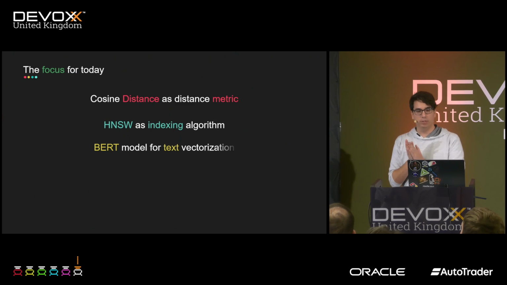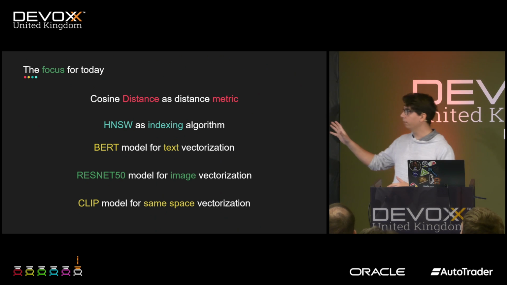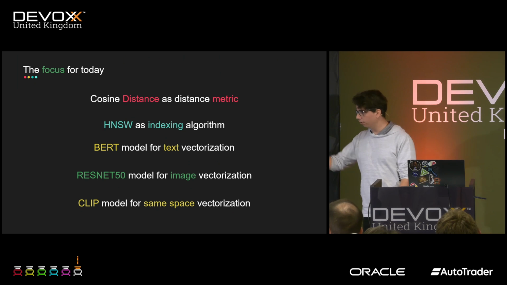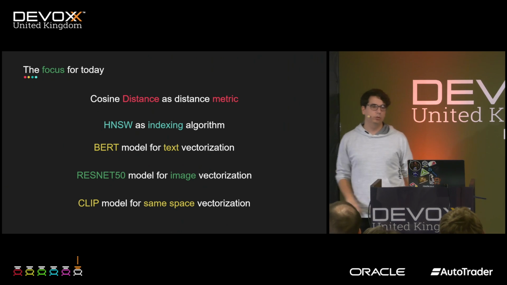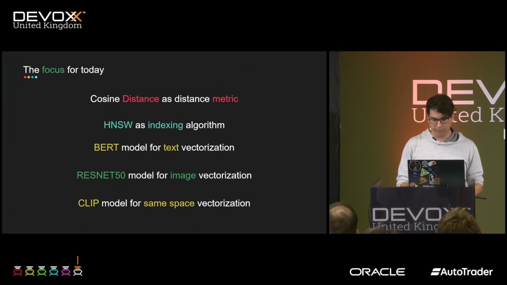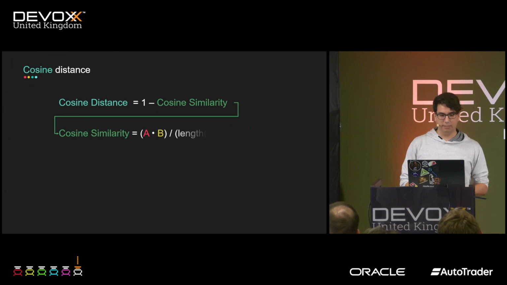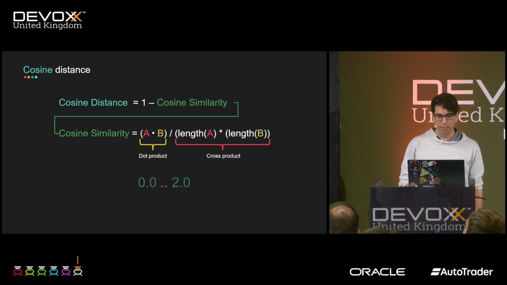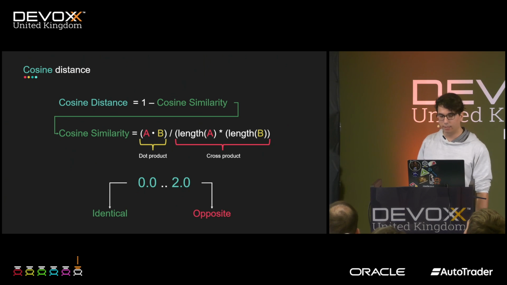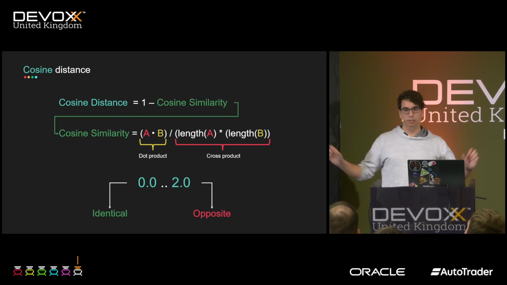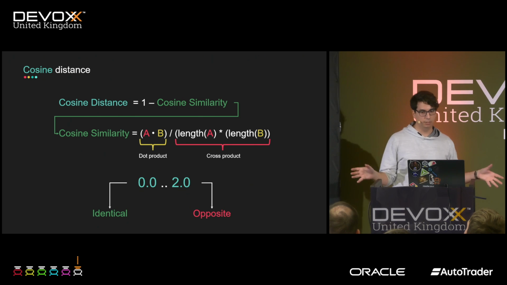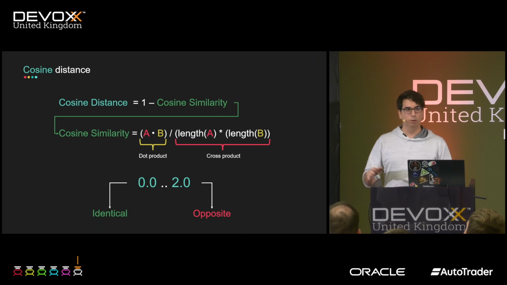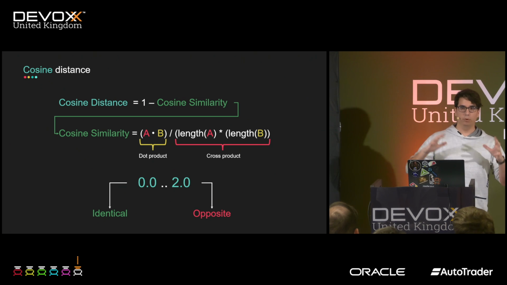OK, so today we'll be using cosine distance as our distance metric, hierarchical navigable small worlds as our indexing algorithm, and some BERT, ResNet-50, and CLIP models for stuff. These three are not super interesting, but I added them for completeness. Cosine distance is basically 1 minus the cosine similarity, which is this formula. But what's really interesting for you, I think, is that if it comes out 0, that means two vectors are identical. And if it comes out 2.0, that means the vectors are opposite. And for today, we're going to cap it at 0.9. So we'll only return objects that are within 0.9 distance of each other.